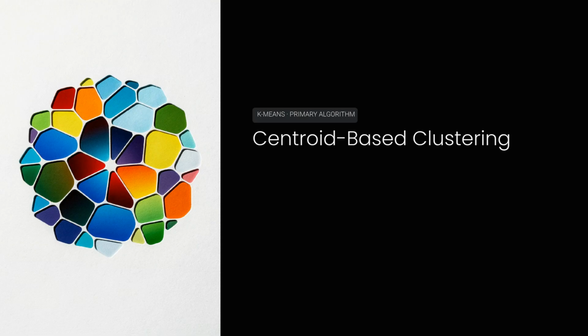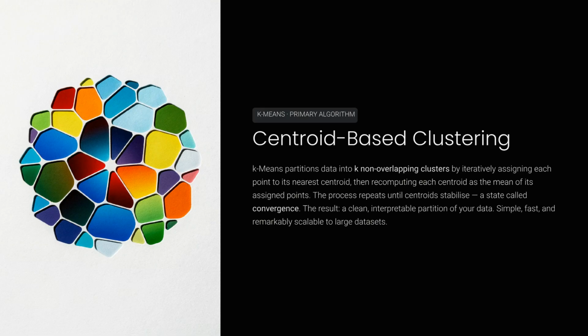K-means, our primary algorithm, is a centroid-based clustering method. It partitions data into K non-overlapping clusters by iteratively assigning each point to its nearest centroid. The process repeats until the centroids stabilize, a state called convergence. It's simple, fast, and scalable.